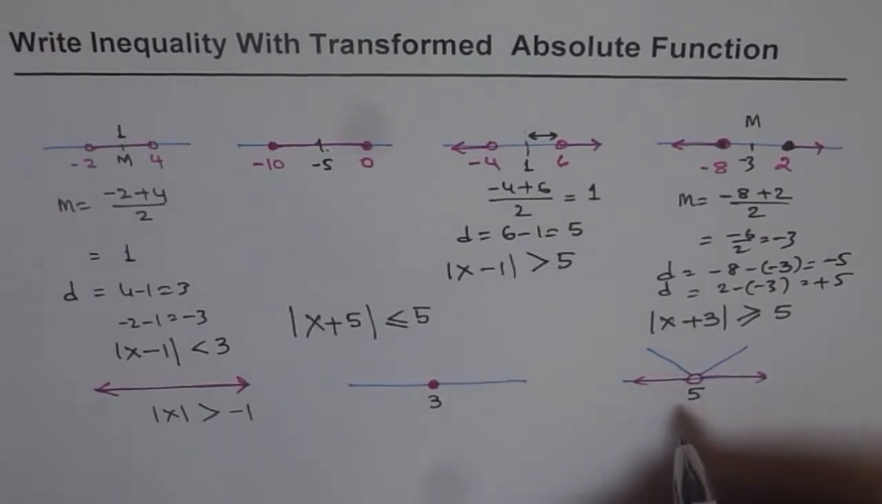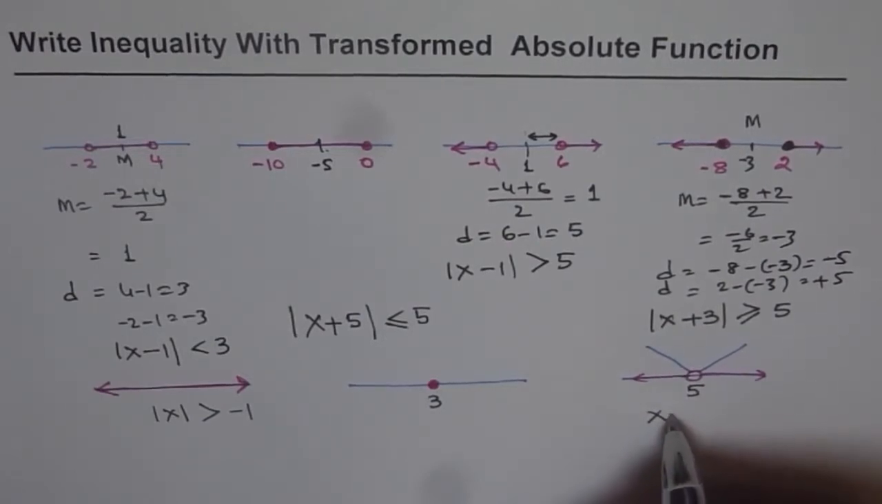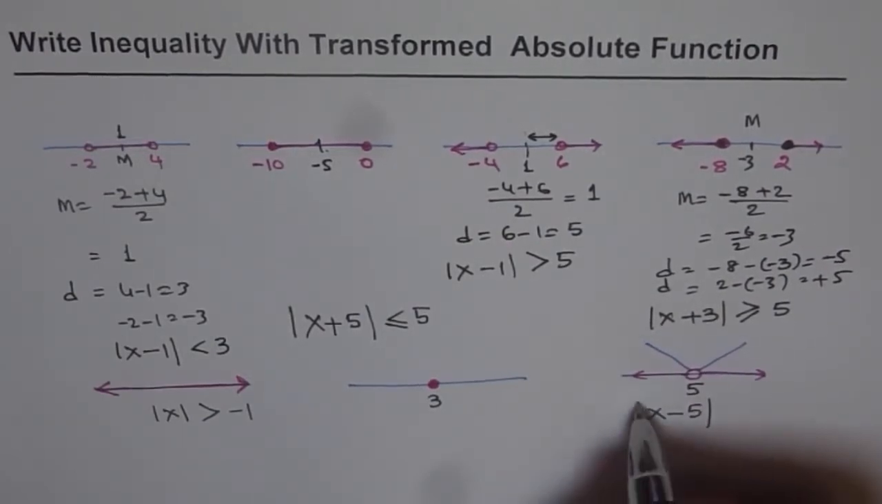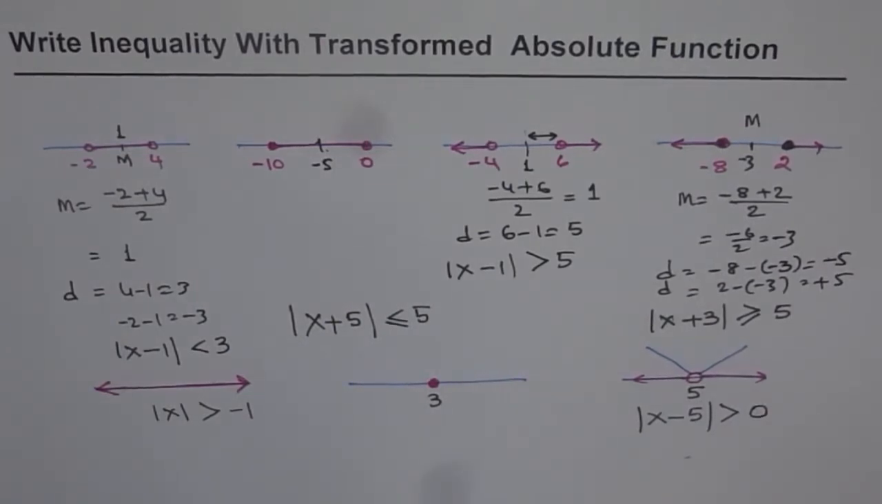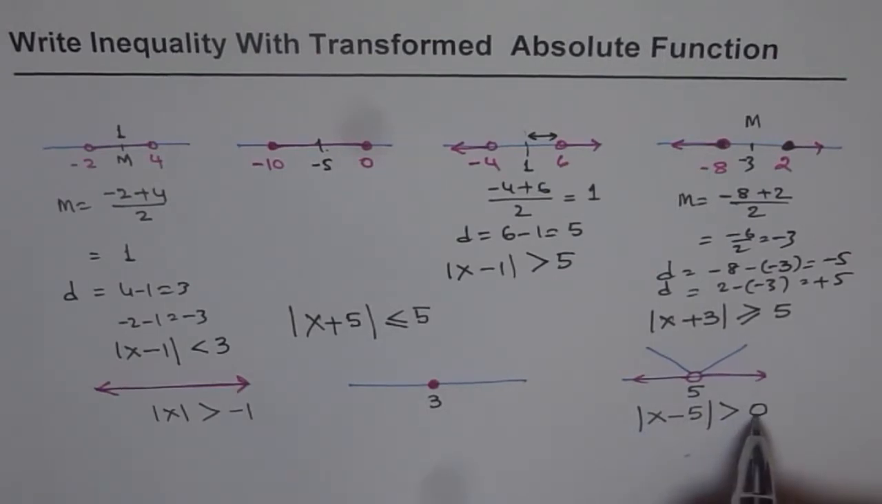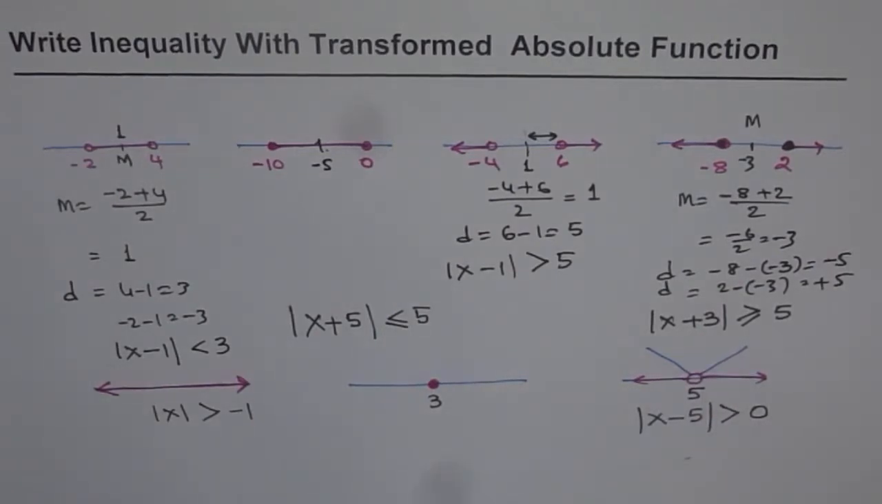So if I transform my function, move it to 5, that means I do absolute x minus 5 is greater than 0. Then it means what? It means only for 5 this function is going to be 0, that means equal to 0. Do you understand? But all other places it is greater than 0, and you get this absolute inequality. Do you understand? So that is how you write the solution for this one.